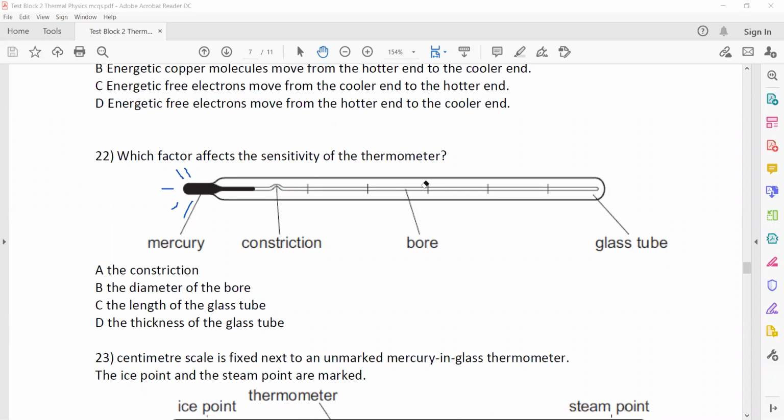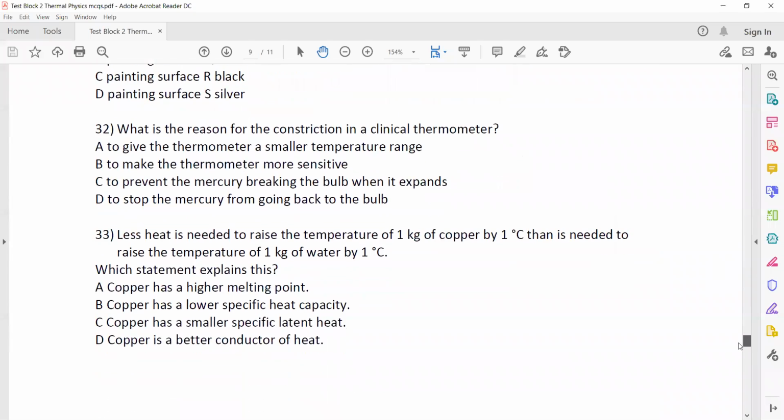Then the liquid will return back to the bulb, so the temperature will not be accurate. So we don't allow the liquid to return back to the bulb. That's why there is a constriction, to stop the mercury from going back to the bulb.